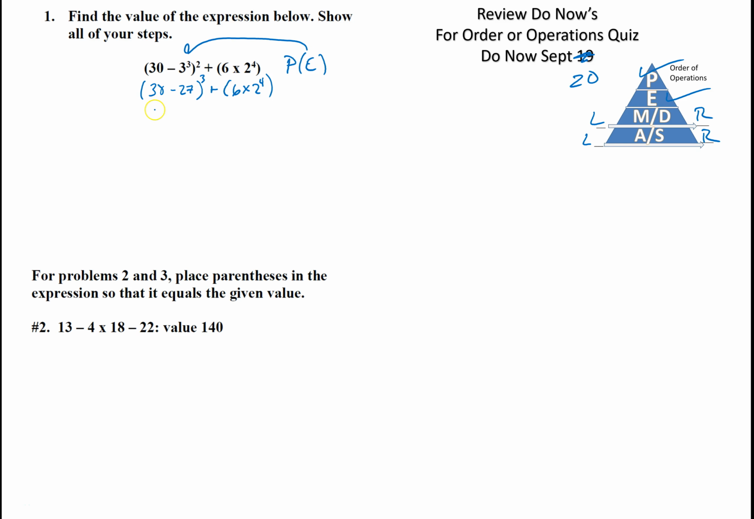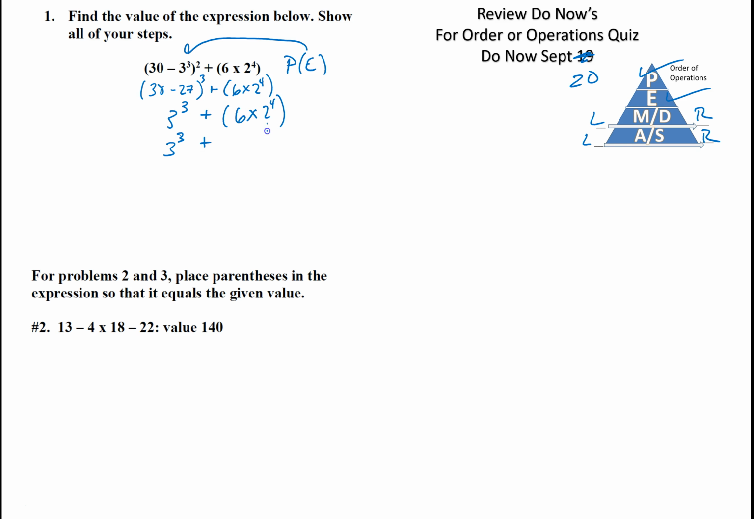Now I'm going to subtract so I can finish my parentheses. 30 minus 27 is 3. And now that I'm done, I get to raise it to the power of 3. 6 times 2 to the 4th power. Just did one at a time. Okay, so now I'm going to do this parentheses. I'm going to leave this alone for right now.